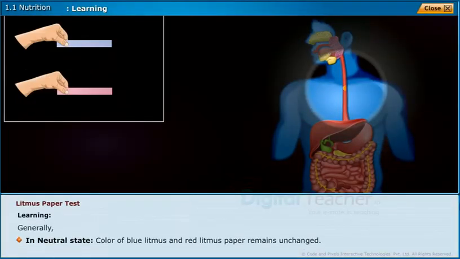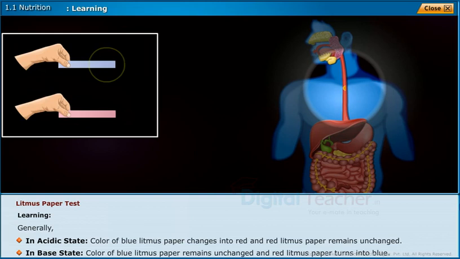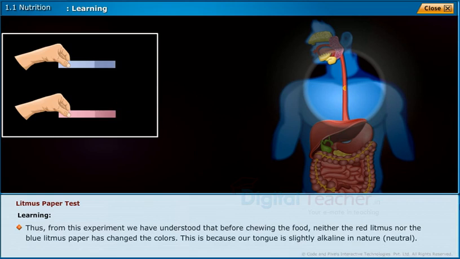Generally, in neutral state, the color of blue litmus and red litmus paper remains unchanged. In acidic state, the color of blue litmus paper changes into red and red litmus paper remains unchanged. In base state, the color of blue litmus paper remains unchanged and red litmus paper turns into blue. Thus, from this experiment, we have understood that before chewing the food, neither the red litmus nor the blue litmus paper has changed color. This is because our tongue is slightly alkaline in nature, neutral.